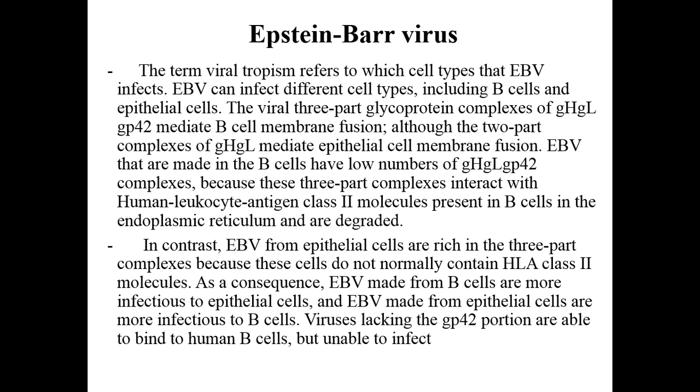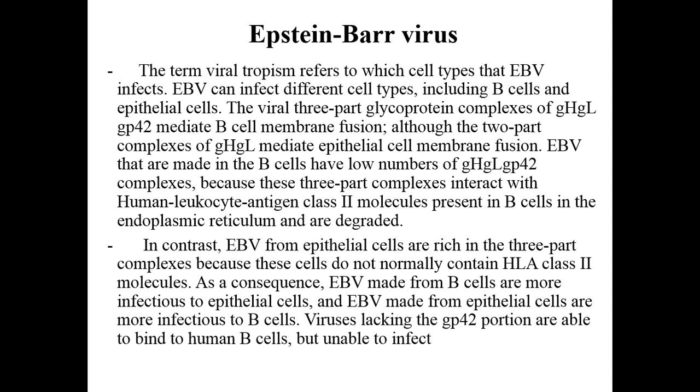Epstein-Barr virus. The term viral tropism refers to which cell types Epstein-Barr virus infects. Epstein-Barr virus can infect different cell types, including B cells and epithelial cells. The viral three-part glycoprotein complex of gH, gL, and gp42 mediates B cell membrane fusion, and the two-part complex of gH and gL mediates epithelial cell membrane fusion.